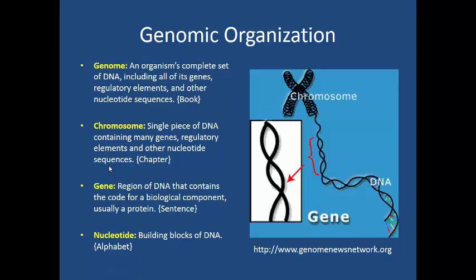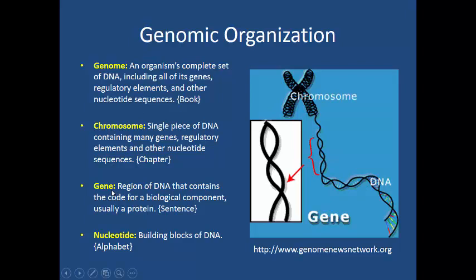We know that we have 46 chromosomes, that we have 2 sets of 23. We get one from our mom and one from our dad. We know that chromosomes are made up of genes, or another way to think about it is that chapters include sentences. A gene is a region of DNA that contains the code for a biological component, usually a protein. That's really the perspective that I'm going to be talking from during this program. I'm going to be talking a lot about genes, and how they usually code for a protein and how that influences disease or drug response.